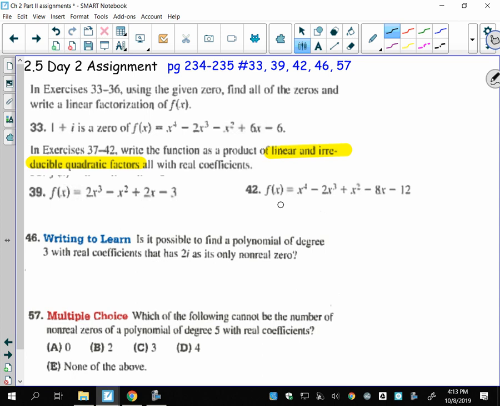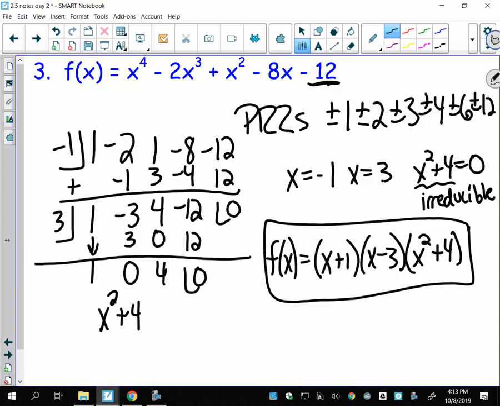And then 39 and 42 are like the last two in the notes. If it doesn't work out nice, leave it, right? That's why I highlighted linear and irreducible, but still, PRZs, find one that works, plug it in. And then there's just a couple questions here. Oh, go back really quick, sorry. I remember there's one more thing here.